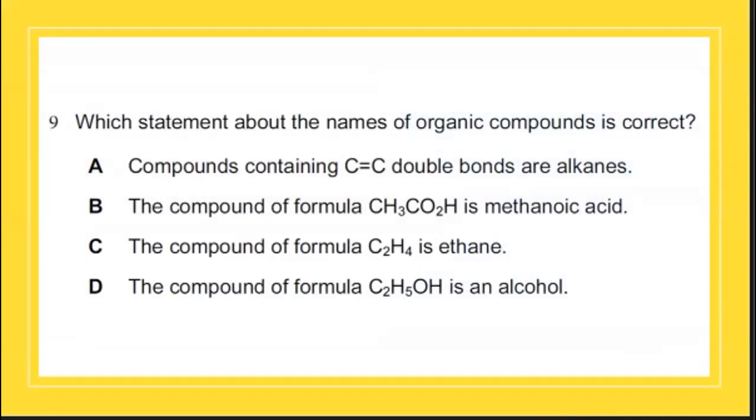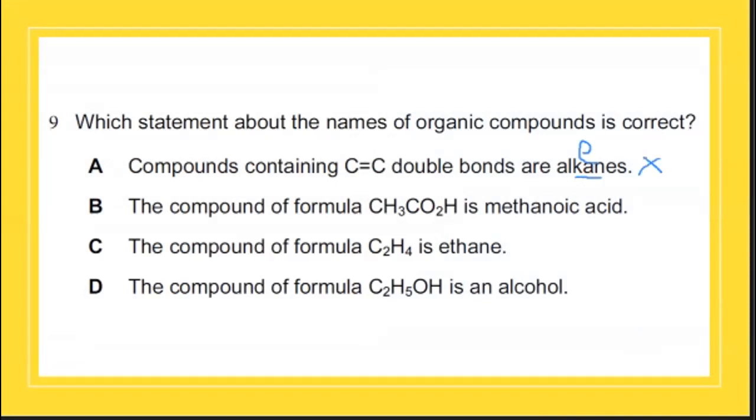All right, question 9. Which statement about the names of organic compounds is correct? Now, compounds containing carbon-carbon double bonds are alkenes. That is wrong. This should be alkenes, not alkanes. So that makes A wrong.